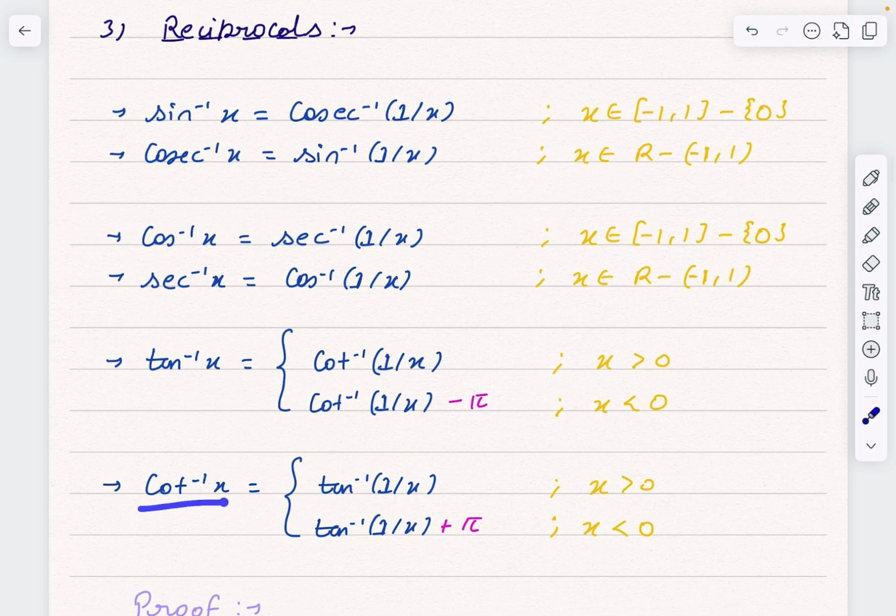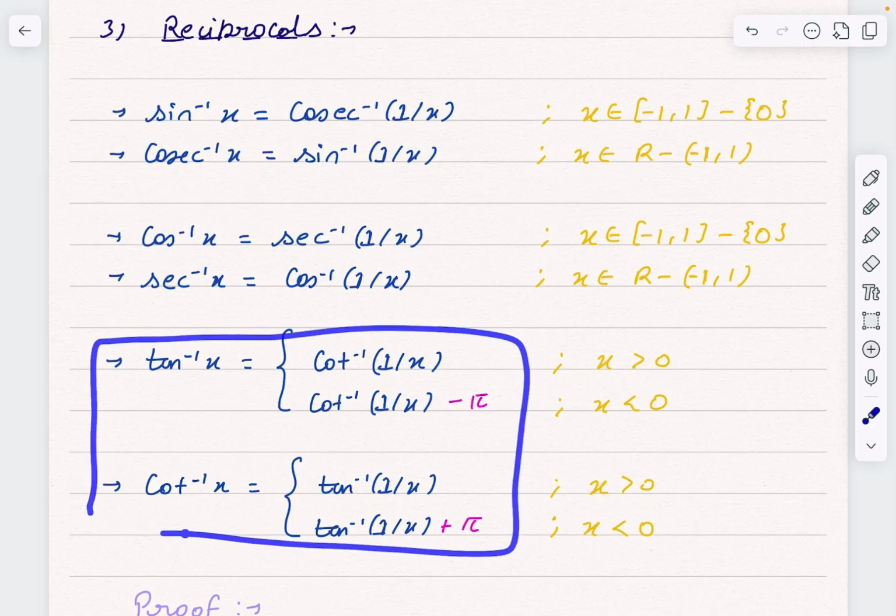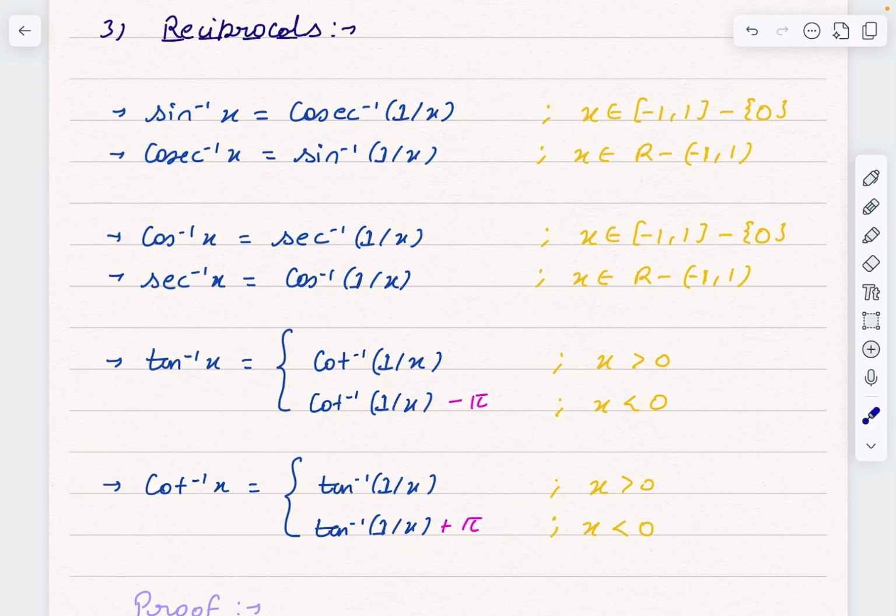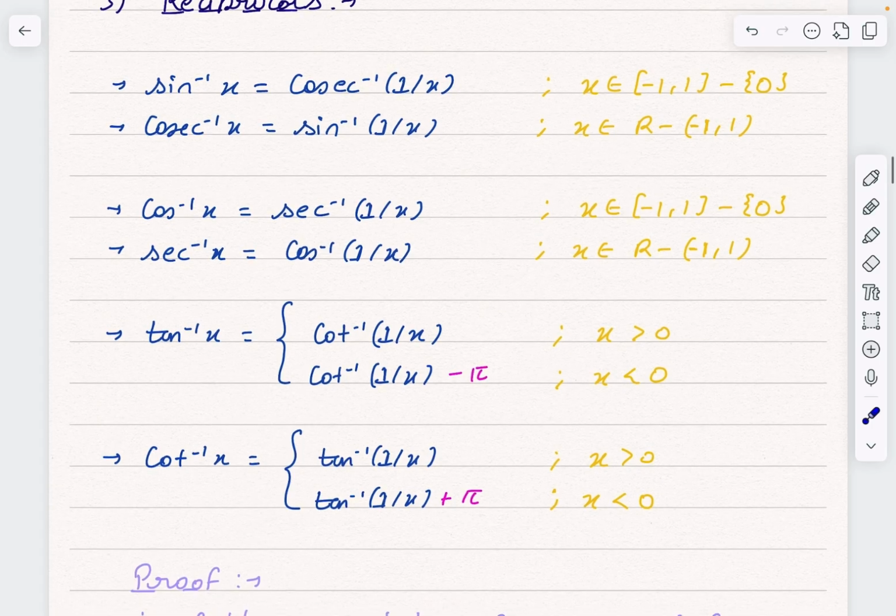Same way, cot inverse x is tan inverse 1 by x when x is positive. But when it is negative, then we have to do tan inverse 1 by x plus pi. Because now cot inverse will be positive only, but tan inverse will be negative. So to make it positive, we have to add pi. I hope it makes sense, guys. This is a very, very important point. Many questions are based upon this thing. So do understand this thing properly.